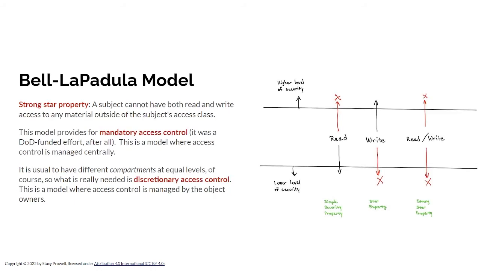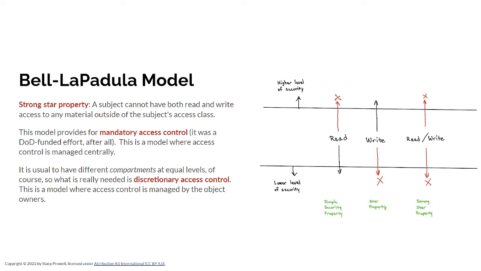The third one is, what about read and write? Well, clearly, since I can't read up and since I can't write down, I shouldn't be able to read and write either up or down. That's the strong star property, which says I can only read and write stuff at my own level. Okay.